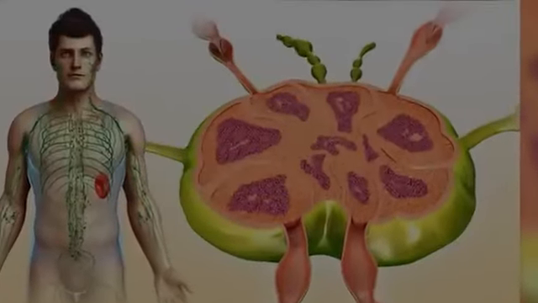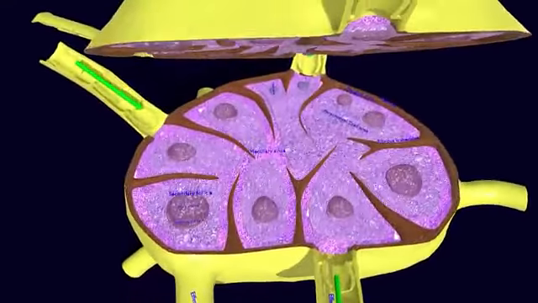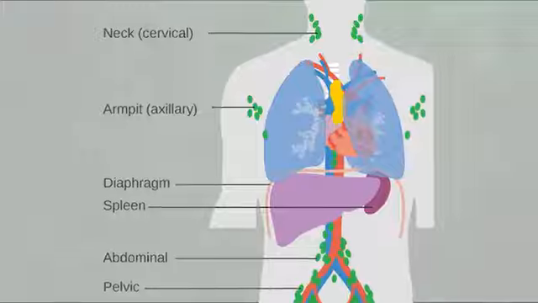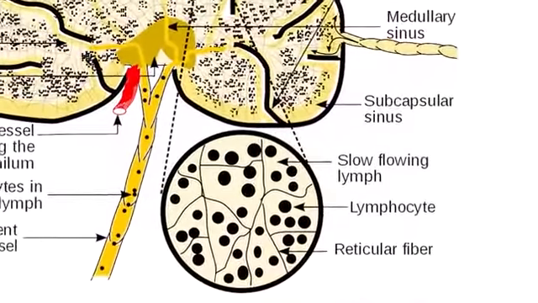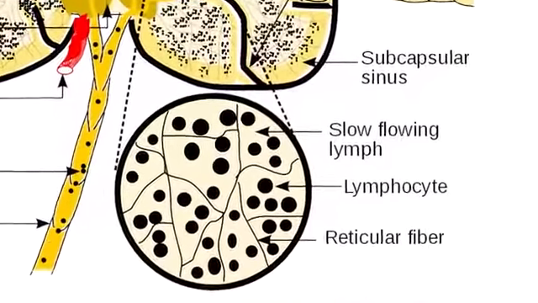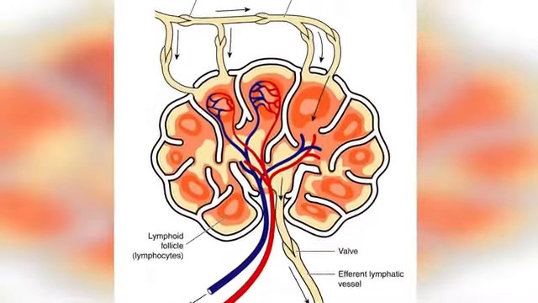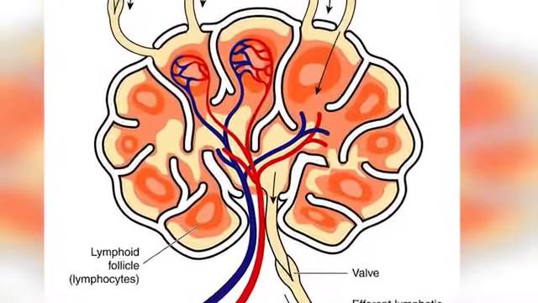Lymph nodes. The lymph nodes are small, bean-shaped structures located throughout the body, particularly in the neck, armpit, groin, and abdomen. They act as filters for the lymph, trapping any foreign substances such as bacteria or cancer cells. The immune cells in the lymph nodes then work to destroy these harmful substances. The lymph nodes also have a rich blood supply, which helps to nourish and support the immune cells.